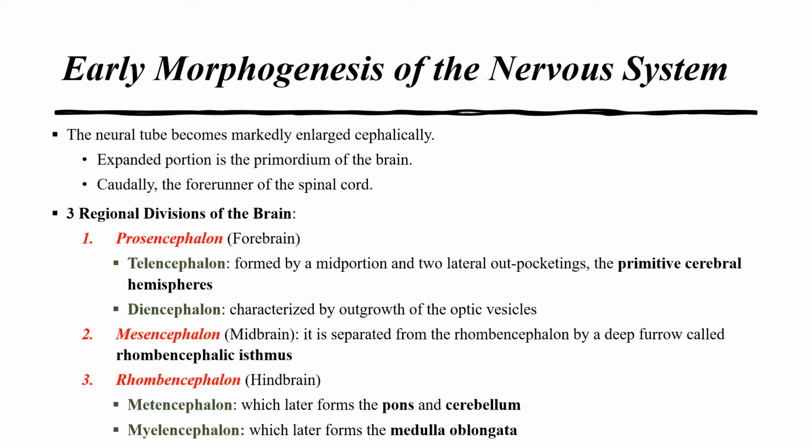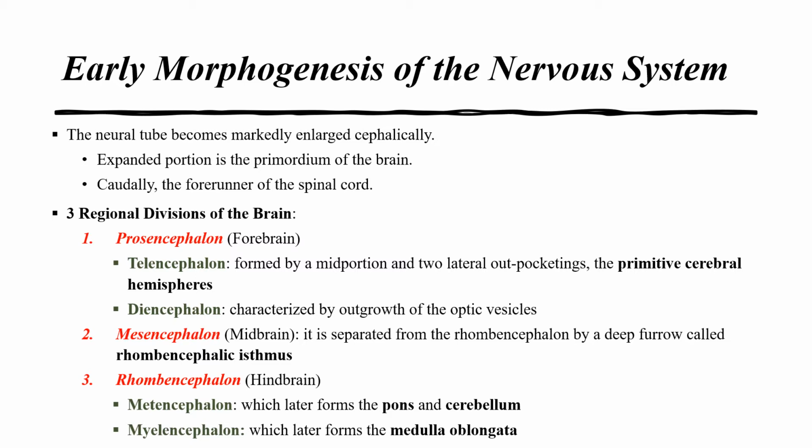Okay, so the neural tube becomes markedly enlarged cephalically, and the expanded portion is the primordium of the brain. So when you say primordium, this is actually the earliest stage of development of a certain structure. Okay, and then for the caudal part, it is actually the forerunner of the spinal cord. So basically, it will become the spinal cord. Okay, so the caudal part of that neural tube.